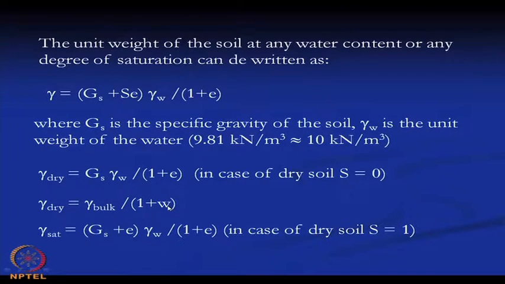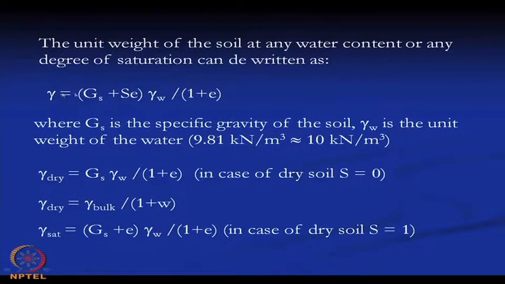w is the water content of the soil. Bulk density means bulk unit weight, which means the unit weight at any condition with any water content. So, that is gamma bulk. Gamma bulk is equal to this one.